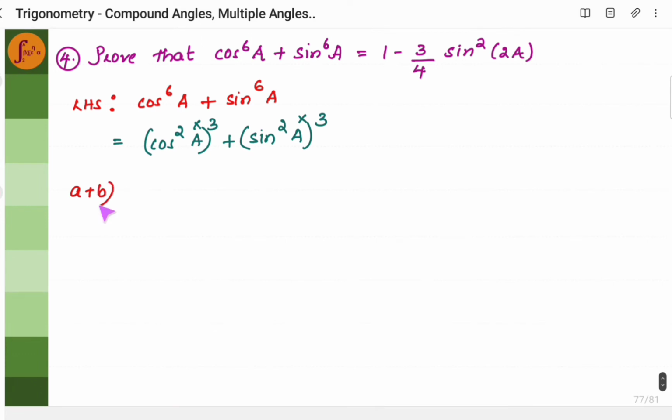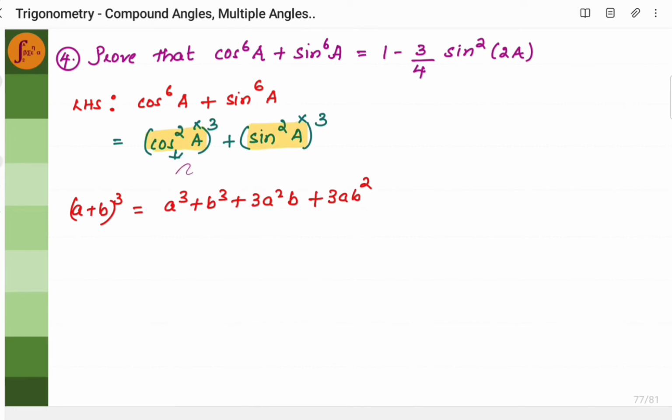There is one algebraic formula which is (a plus b) the whole cube is a cube plus b cube plus 3a square b plus 3ab square. So this is the algebraic formula. Now if you notice, this is like a cube and this is like b cube. A is cos A and b is sin A, right? So we need to find out a cube plus b cube. We know the (a plus b) the whole cube formula. This is basically nothing but (a plus b) into (a plus b) into (a plus b). So when you multiply all these three terms, you will get this as the answer.